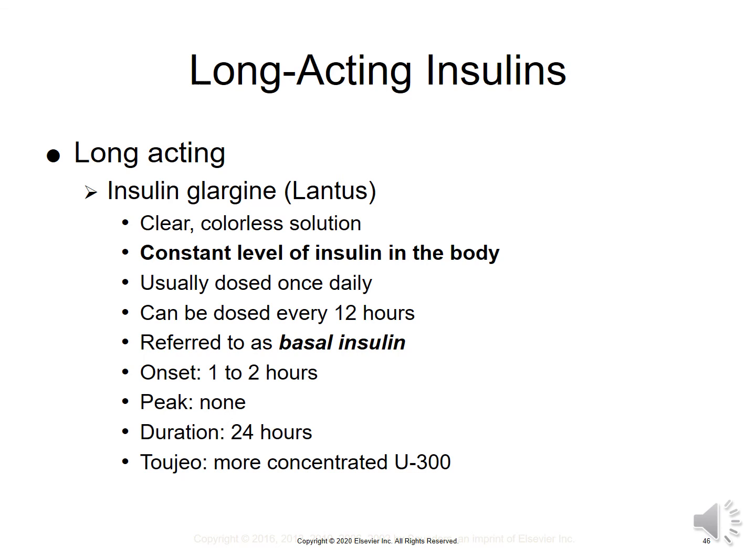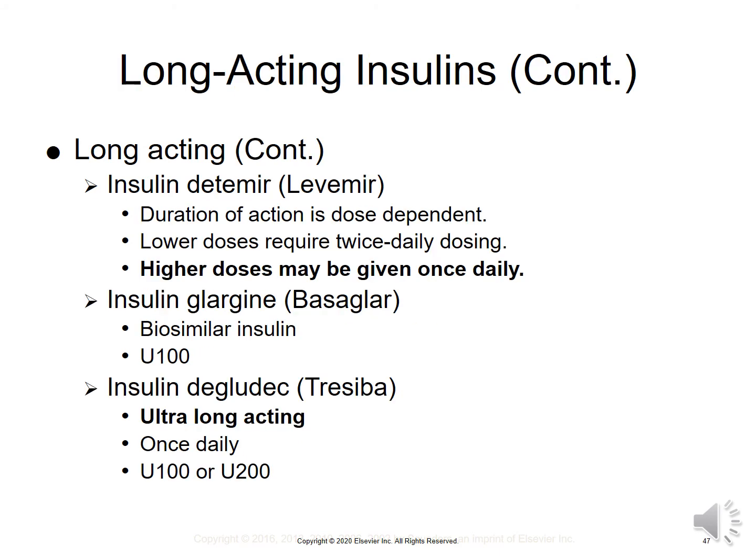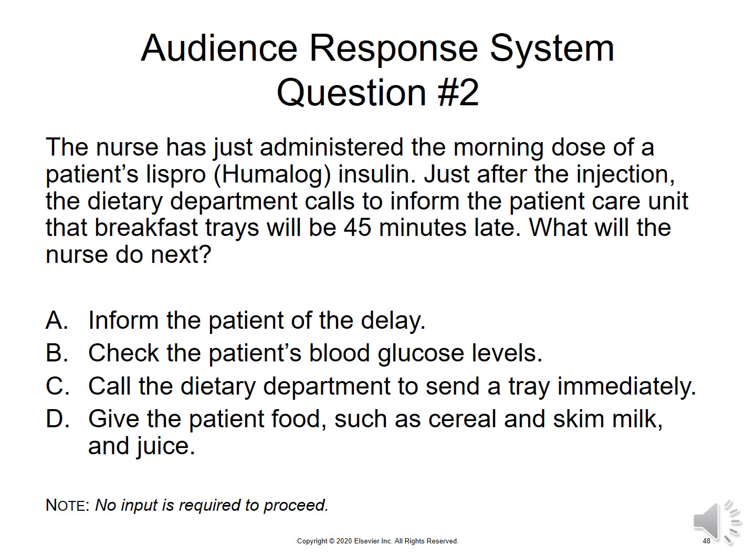Long-acting insulins. These are your Lantus, your Glargine, okay? And these are basal insulins, and they give a constant level of insulin in the body, okay? Levemir or Detemir can be given once a day even in higher doses. And there's an ultra long acting one, which is Tresiba. You see here.